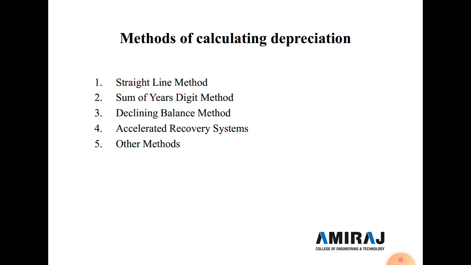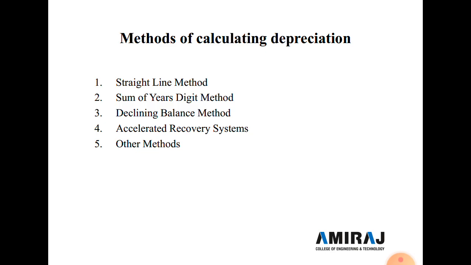Here, the formula for finding the depreciation cost by the declining balance method is D_t equals K multiplied by B_(t-1). What is D_t? D is the depreciation, t is the period or time, and K is a fixed percentage, meaning the year-wise percentage of decrease. B_t is the book value of the equipment for the particular period t. B_t is also B_(t-1) minus D_t, which is the formula for finding the book value.